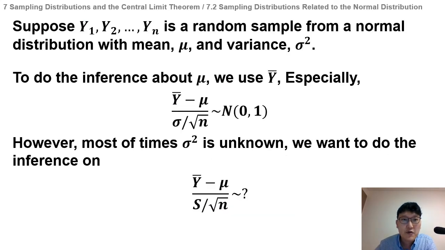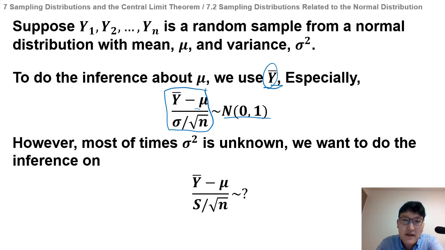Okay, suppose y1, y2, and yn is a random sample from a normal distribution with mean mu and variance sigma square. To do the inference about mu, we usually use y bar, and especially we know that y bar minus mu divided by sigma over square root of n follows normal distribution, so we can do some tests related to y bar.